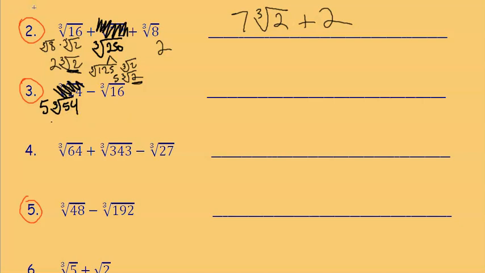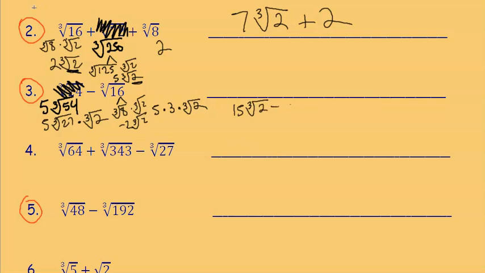So 54 is 27 times 2. So we rewrite this. We have 5 times 3 times the cube root of 2. For the cube root of 16, from before, it's the cube root of 8 times the cube root of 2. That's 2 cube root 2. So we're going to have 15 cube root 2 minus 2 cube root 2.